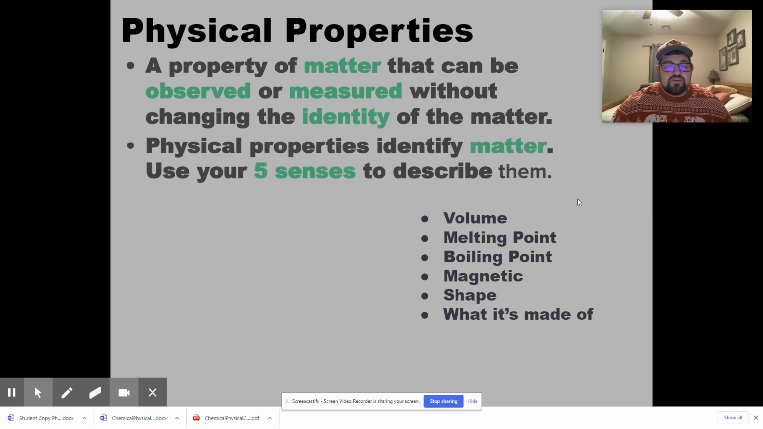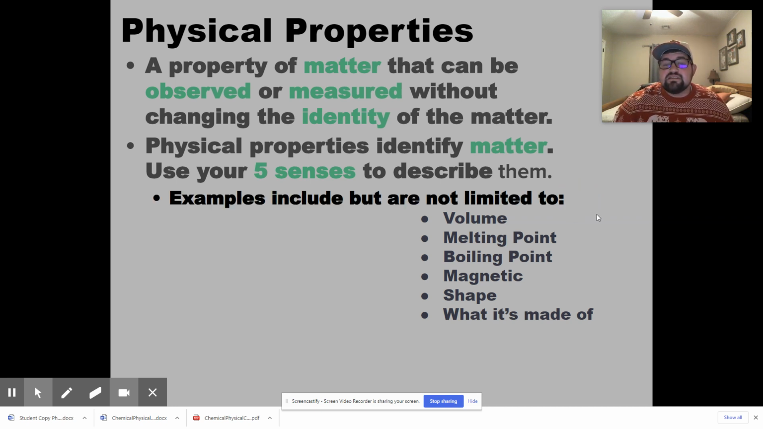And so physical properties identify matter. There's matter that relates based on their physical properties. And so identity comes with properties. And then you use your five senses typically to describe them. So you're describing what you see, what you hear, you taste, smell, or touch.